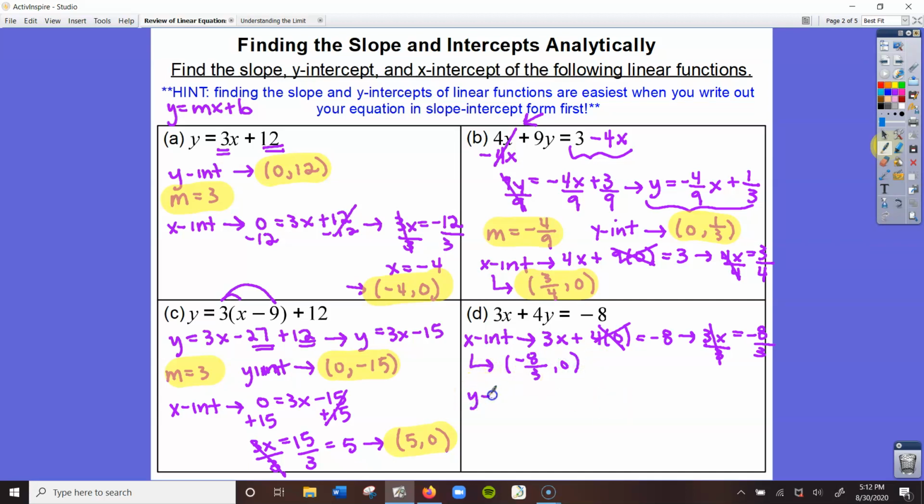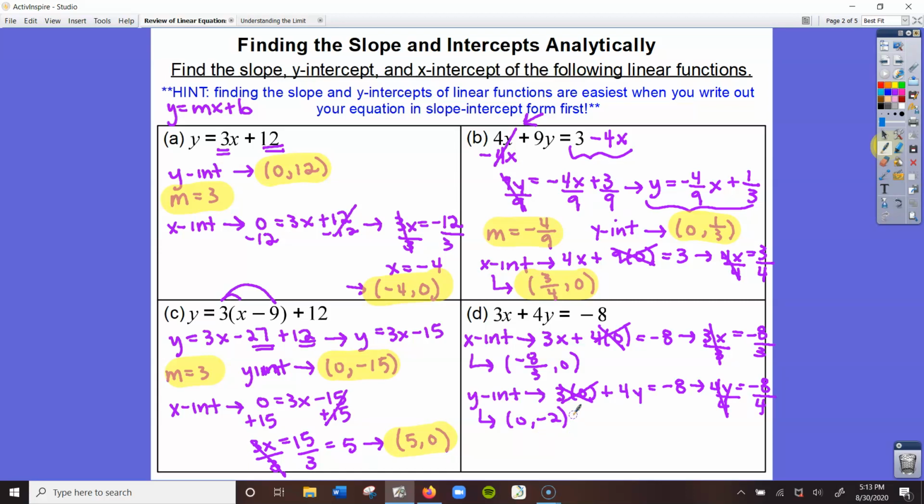Now to find the y-intercept, it's the same process, except we're going to plug in x is equal to 0. So we would do 3 times 0 plus 4y is equal to negative 8. Again, anything times 0 is 0. So now my equation is simply 4y is equal to negative 8. We're going to divide the 4. So y is equal to negative 8 over 4, which is the same as negative 2, making my y-intercept 0, negative 2.